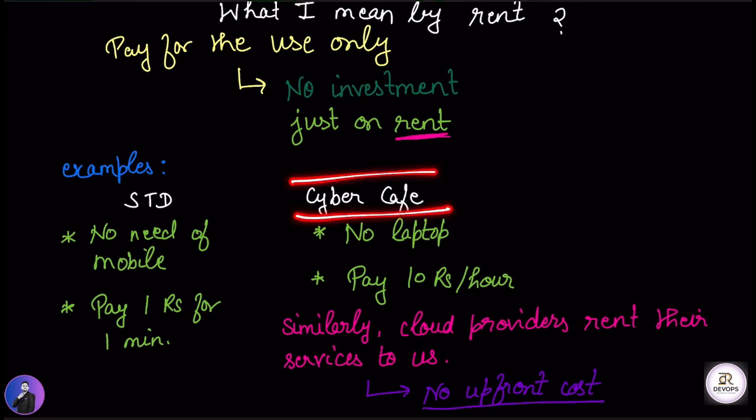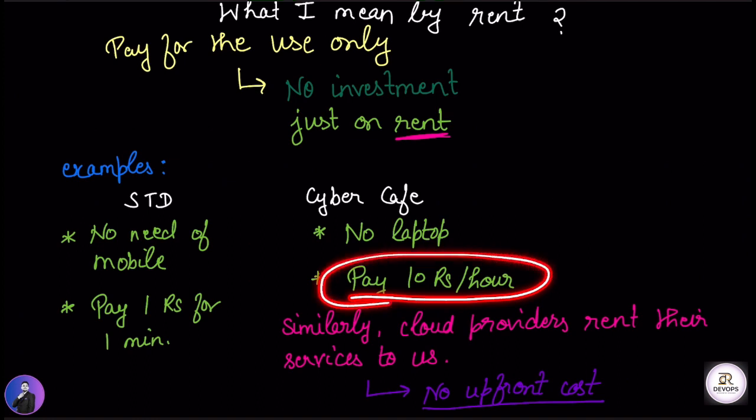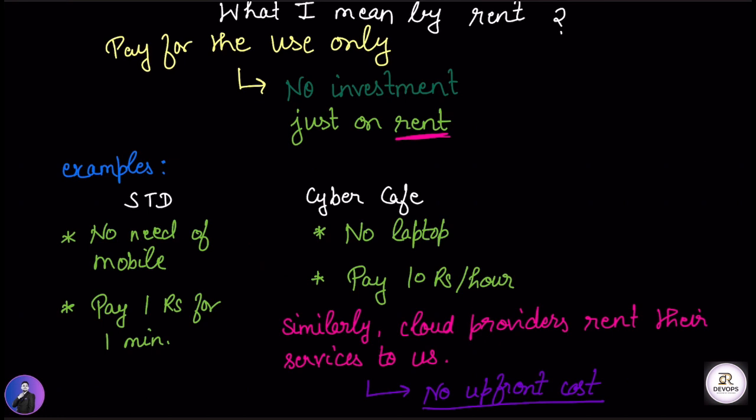Same way, like how a cyber cafe works. A cyber cafe works on the same criteria. You don't need to buy internet, laptop, desktop, hard disk, etc. Just go to the cyber cafe shop, pay 10 rupees per hour, then you can use whatever things you wanted to do in that particular time. Similarly, cloud providers rent their services to us. So here we don't need to pay upfront cost. What does it mean? I don't need to buy those big servers that cost millions. We don't need to buy those. We just rent them for a smaller amount.